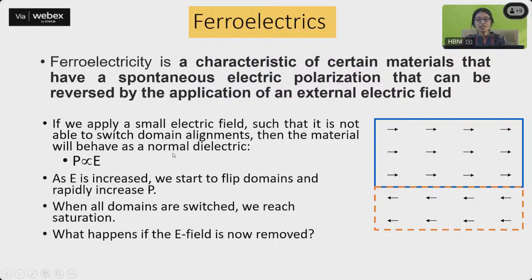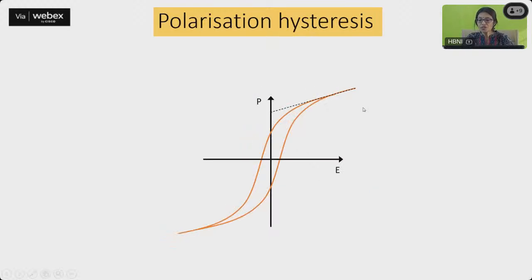If you apply a small electric field such that it is not able to switch domain alignments, then the material is behaving as a normal dielectric. So this polarization is directly proportional to the electric field. Now as the E increases, we start to flip the domains and we rapidly start increasing this polarization. When all the domains are switched, we reach saturation. Now what will happen if this particular field is removed? Again, you will see the same thing: when this field is removed, you will see some amount of remnant polarization, and this is known as the electric polarization hysteresis, or this type of material is known as a ferroelectric material.